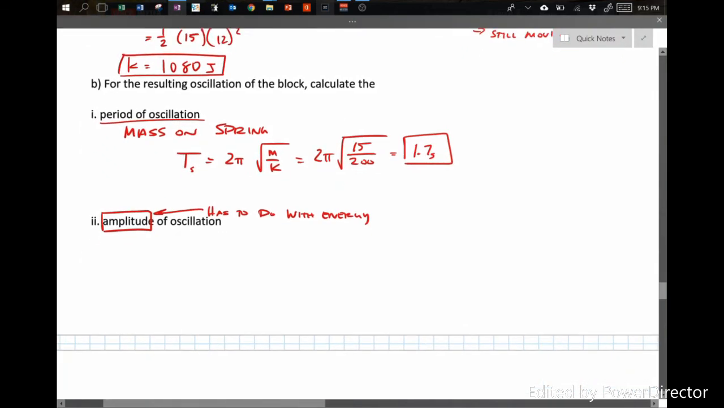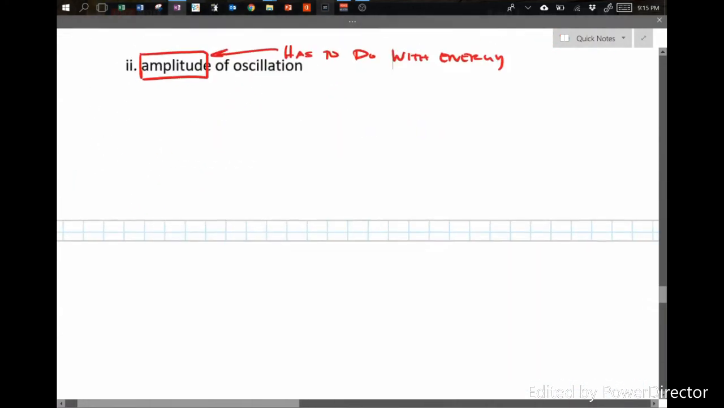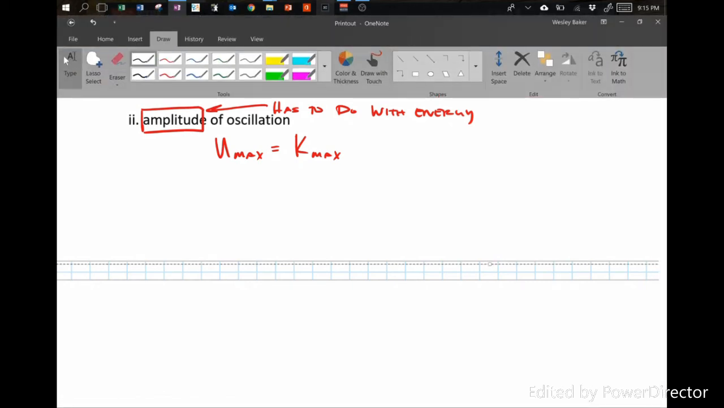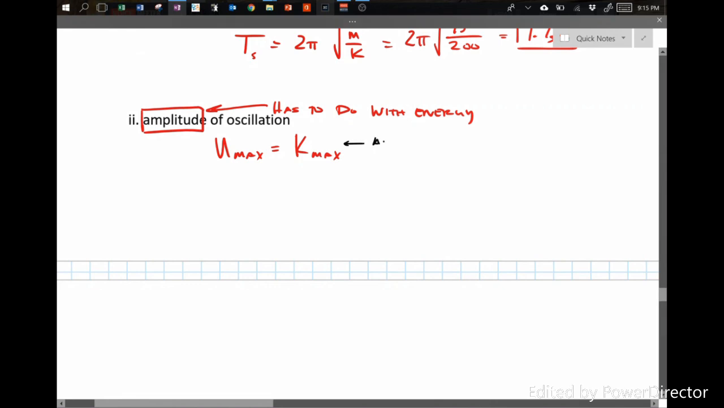The amplitude is an energy question, and so when we're talking about energy, the best place to go with that is the conservation of energy, knowing that the maximum potential energy is equal to the maximum kinetic energy. Maximum kinetic energy takes place at equilibrium when the spring is uncompressed. That's our energy way back in part A.